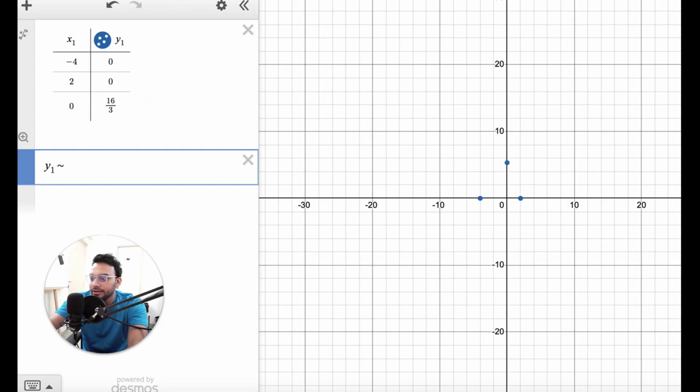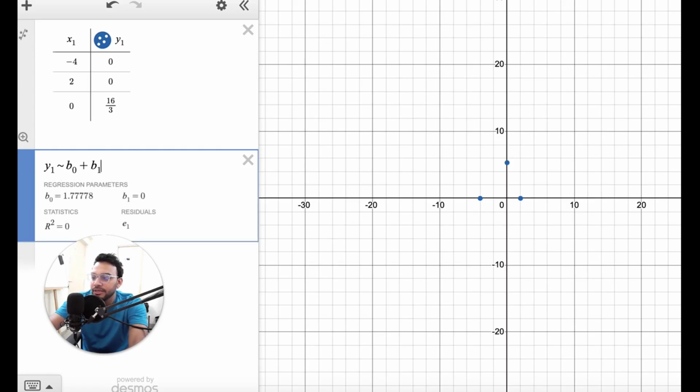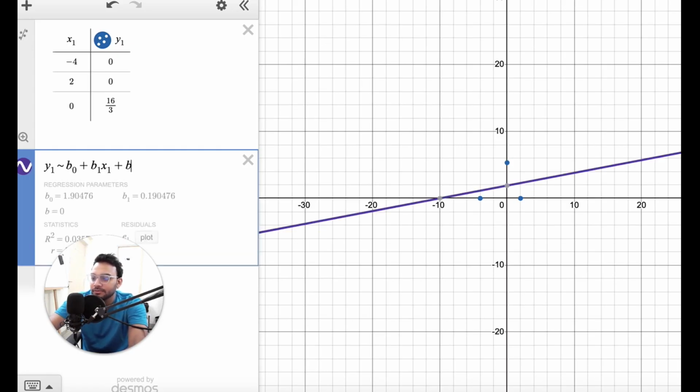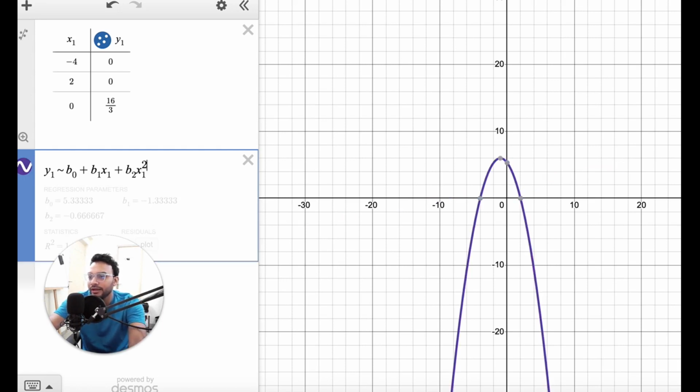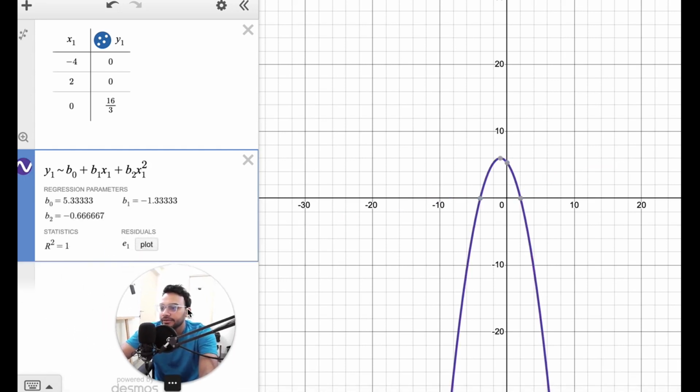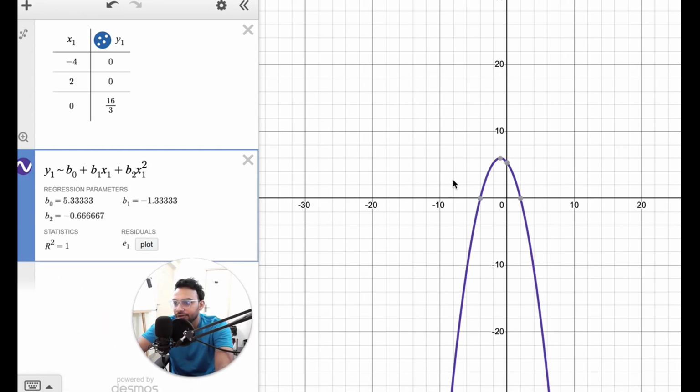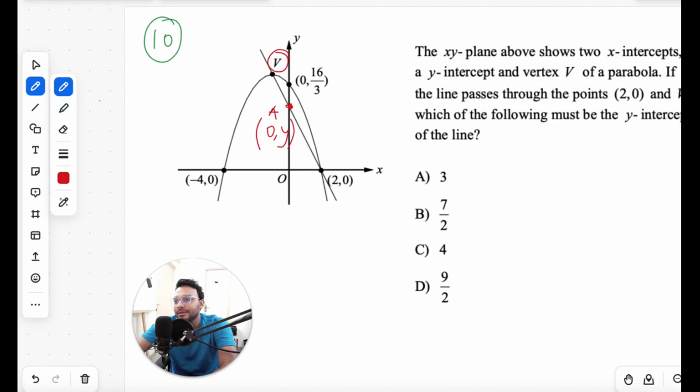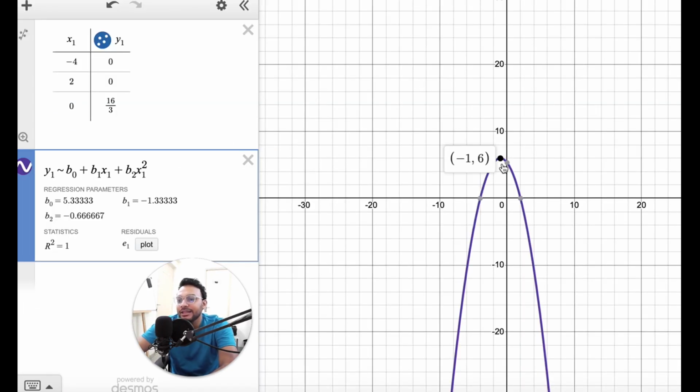y1 tilde b0 plus b1 x1 plus b2 x1 squared. Okay, so there you go. You have the quadratic function. Now we can see the coordinates of the vertex: negative 1, 6. That's the coordinate of the vertex. And what is the other point given for the line? 2, 0. The line is also passing through 2, 0 and the vertex.